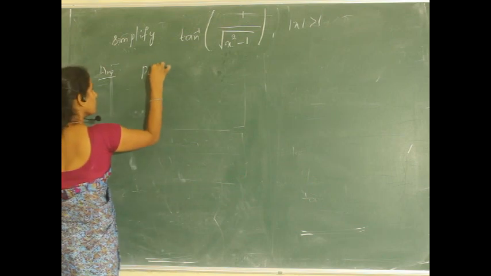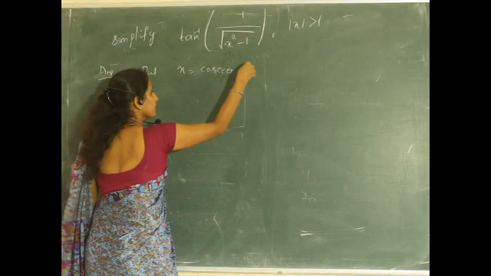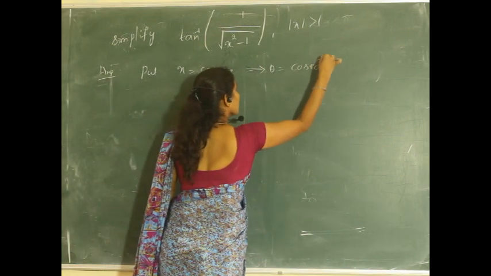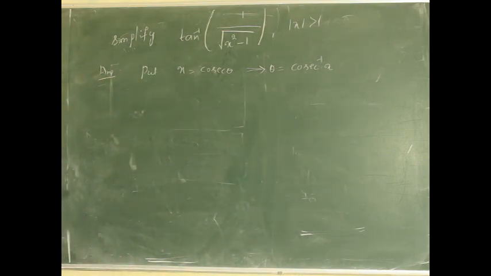Put x is equal to cosec theta, which implies theta is equal to cosec inverse of x. If x equals cosec theta, then theta is cosec inverse x. Now substitute.